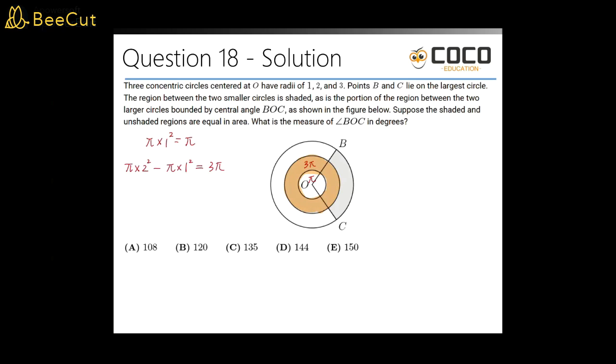Now, for this part, the question says that the shaded equals the unshaded. So to find the area, we can get the total first. The area of the big circle is pi times 3 squared. This is 9 pi. Half of it is 4.5 pi. So the shaded area is 4.5 pi. The unshaded is also 4.5 pi. Then we can find that this part will be 4.5 pi minus 3 pi. This is 1.5 pi.